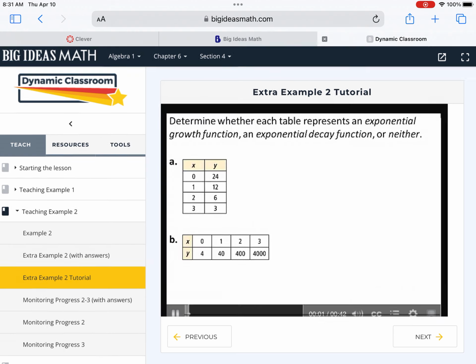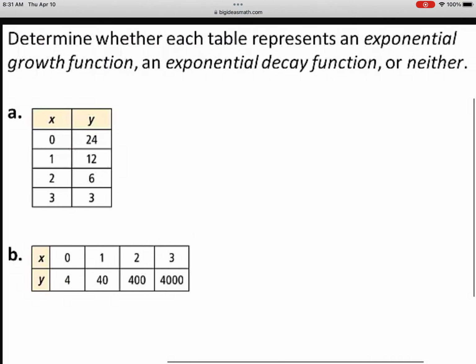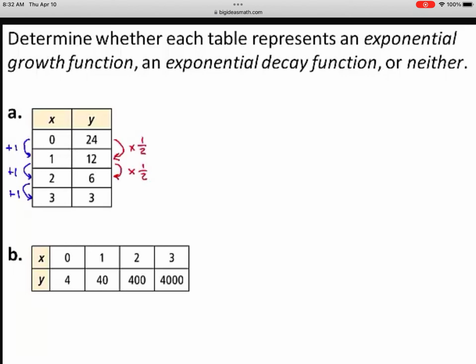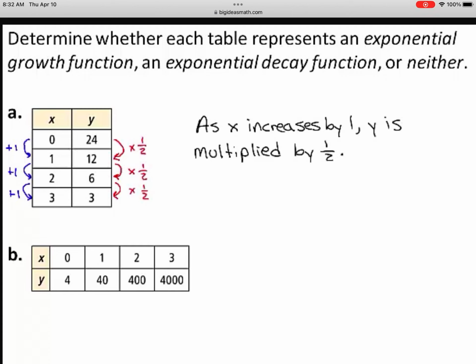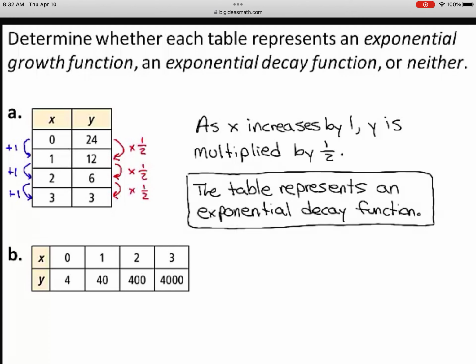Determine whether each table represents an exponential growth function, an exponential decay function, or neither. Part A. Notice that the x values increase by 1. Notice that the y values are multiplied by 1/2 to get the next y value. So as x increases by 1, y is multiplied by 1/2. Because x increases by a constant amount, and 1/2 is less than 1, the table represents an exponential decay function.